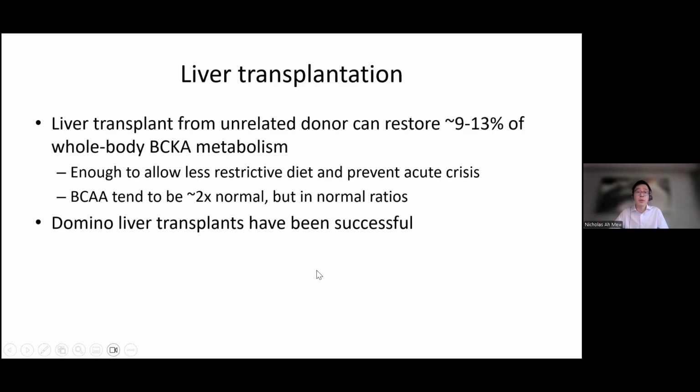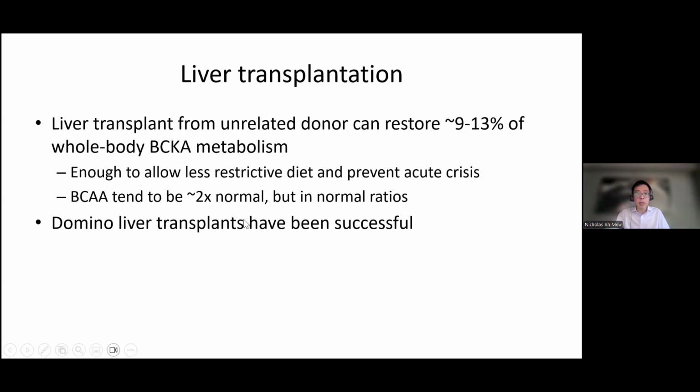There are many patients with MSUD who have successfully received a liver transplant. The BCKD complex is a somewhat ubiquitous enzyme, so a liver transplant from an unrelated donor really restores only 9 to 13% of total body branched chain keto acid metabolism. So this is sufficient typically to allow a much less restrictive diet and prevent acute crisis, although there have been some that have occurred in patients post liver transplant. This is pretty rare though. And the ratio of branched chain amino acids tends to be relatively normal. So they tend to be twice the normal range, but in the typical normal ratios.